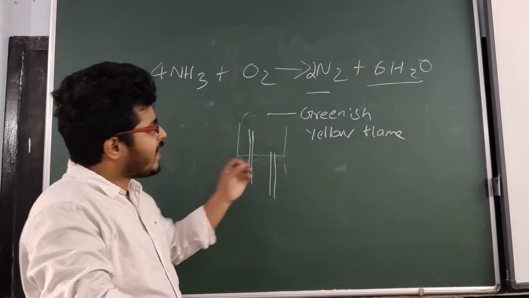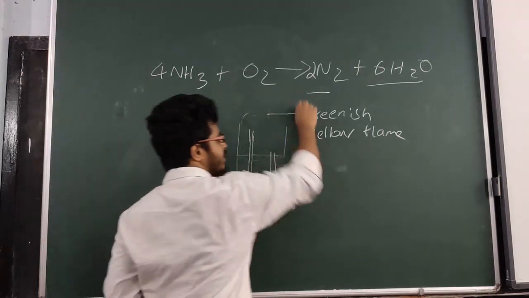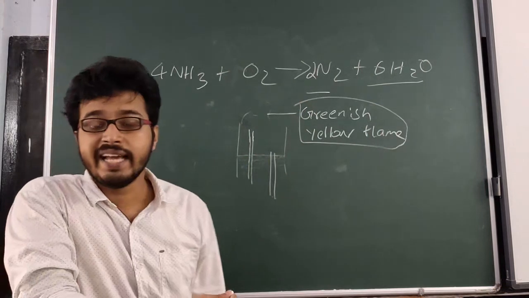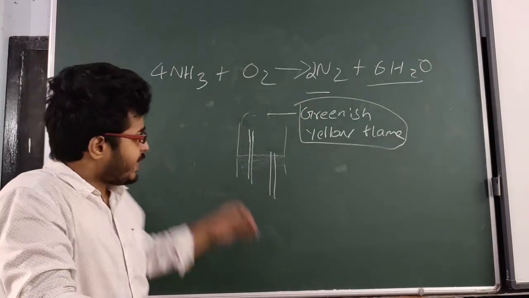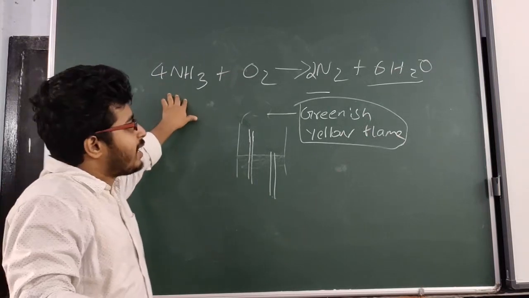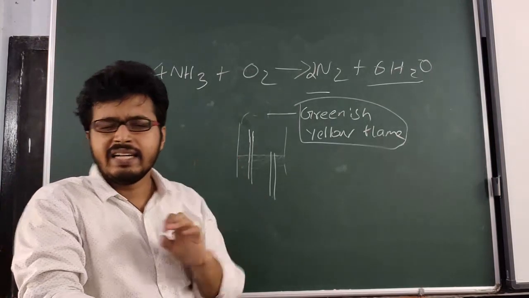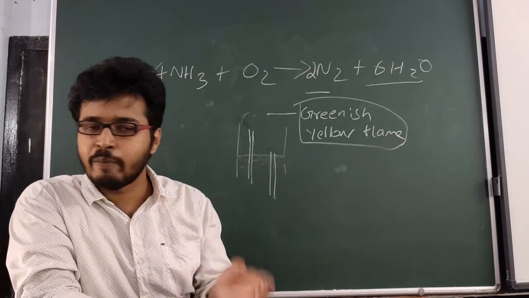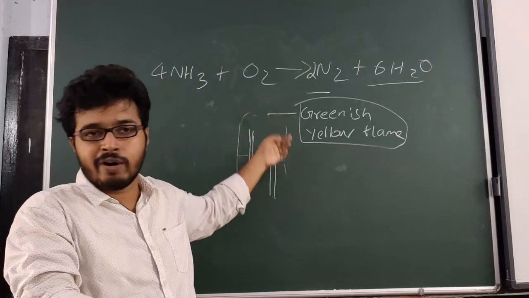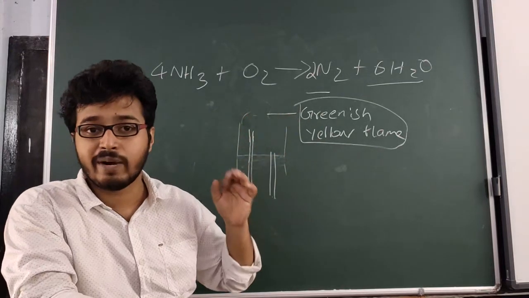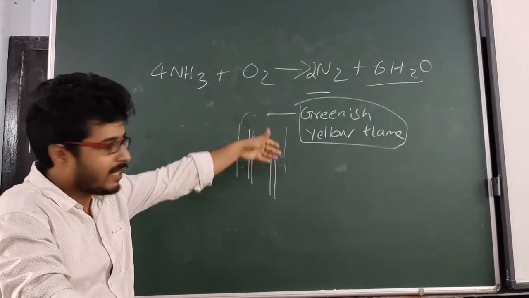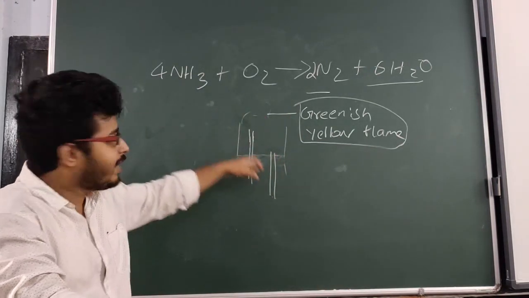What is more important here is this observation: ammonia is a gas that burns with a greenish yellow flame. Other than that, you are supposed to study the chemical reaction that is written over here. There are two reactions of ammonia with oxygen. This is burning. Burning means it is the direct reaction of ammonia with oxygen. There are two products, one is nitrogen and the other is water. And it will give the greenish yellow flame.